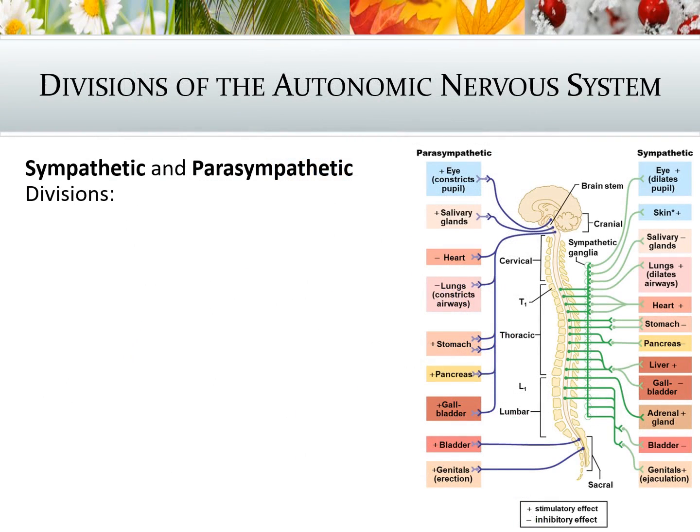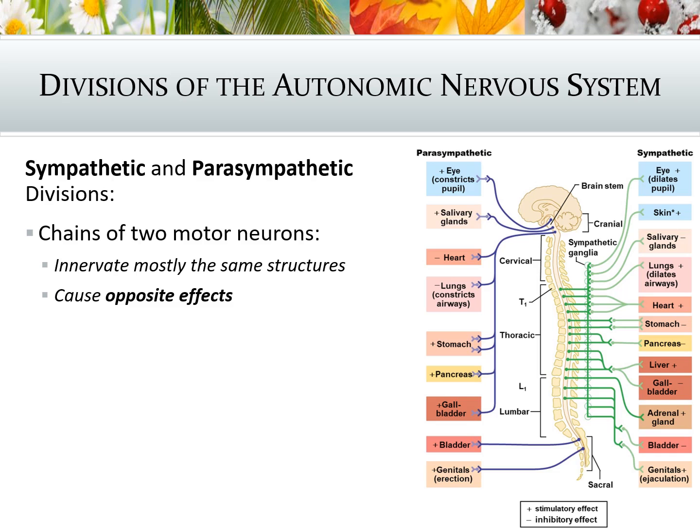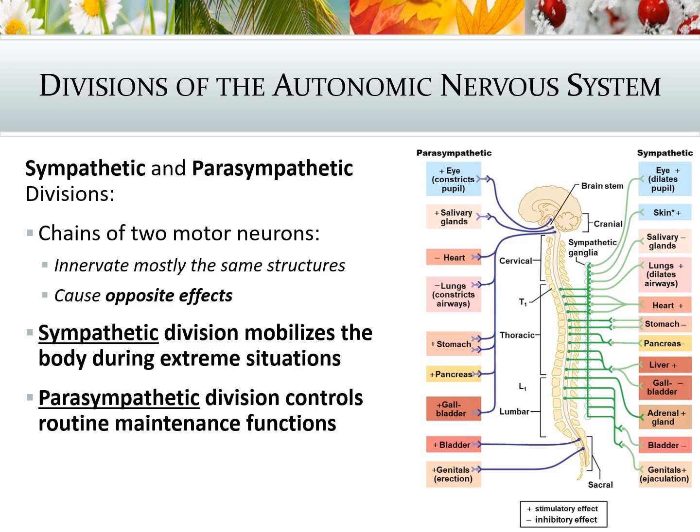So now let's talk about those divisions of the autonomic nervous system. So this is really the crux of the autonomic nervous system and how it functions. So we have the sympathetic and the parasympathetic divisions. And again, in both divisions, we have a chain of two motor neurons. So all of these guys are really going to innervate mostly the same structures. So that means mostly the same organs and glands, but they're going to have opposite effects on those organs and glands. Okay?